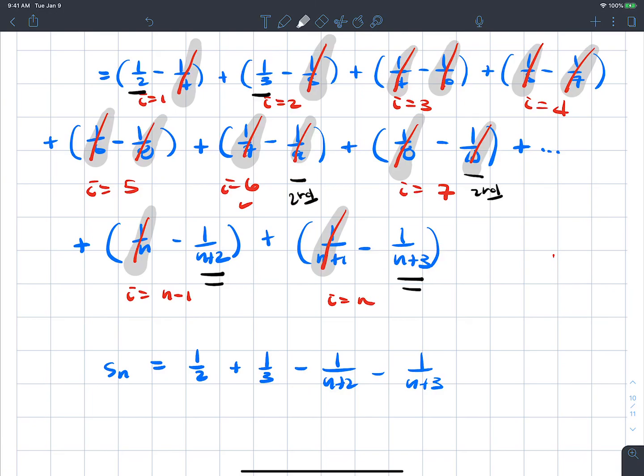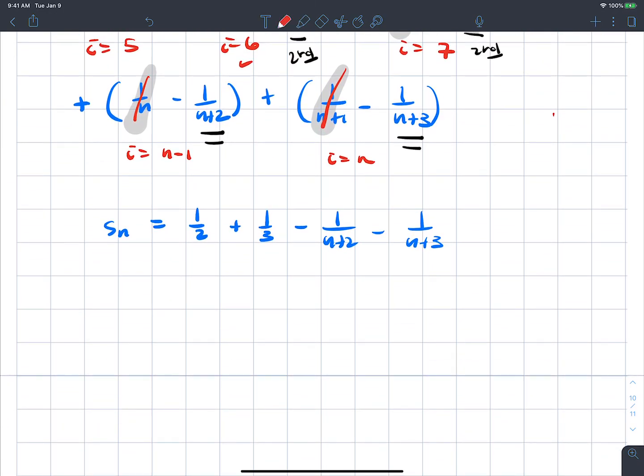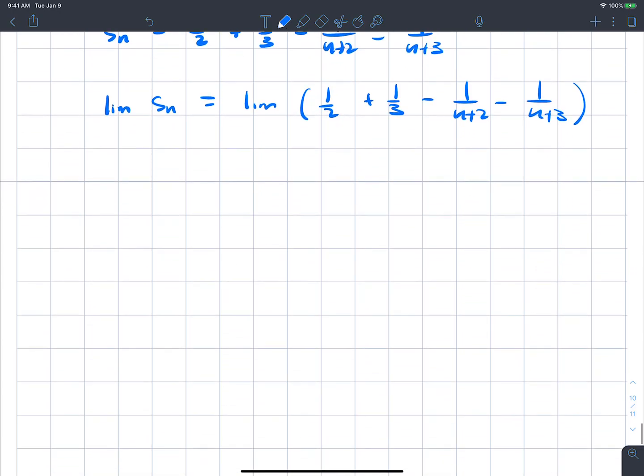So all of this is collapsing. This is why we call it telescoping. So the idea now for you is going to be to use the limit here of Sn, which is now the limit of 1/2 plus 1/3 minus 1 over n plus 2 minus 1 over n plus 3. Now you guys know about properties of limits. This is 1/2 plus 1/3 minus the limit of 1 over n plus 2 minus the limit of 1 over n plus 3.